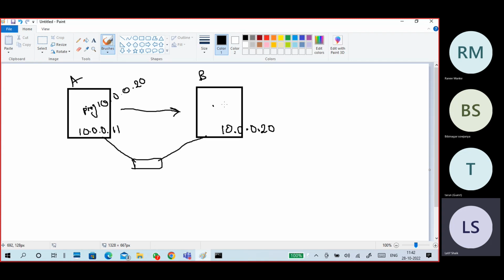The ping request is sent to B. B receives the ping request and gives a reply. Ping request means echo reply. So this is what we are doing, pinging B's PC. I want to communicate with B, so I need B's IP address.